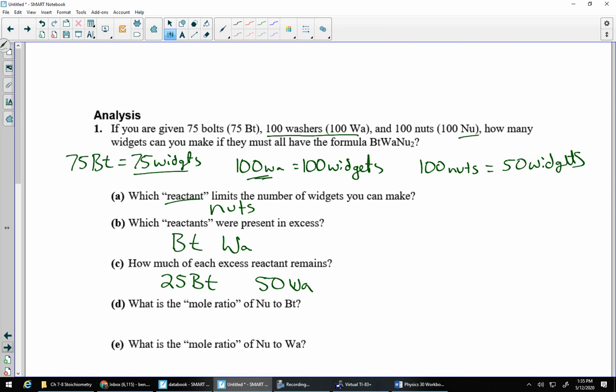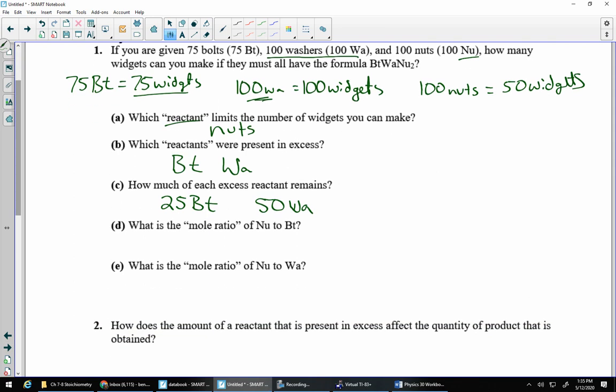What is the mole ratio of nuts to bolts? Well, we need 2 nuts for every 1 bolt. Similar stuff that we talked about. What is the mole ratio of nuts to washers? Well, it's still a 2-to-1 ratio, right? You need 2 nuts for every 1 washer.